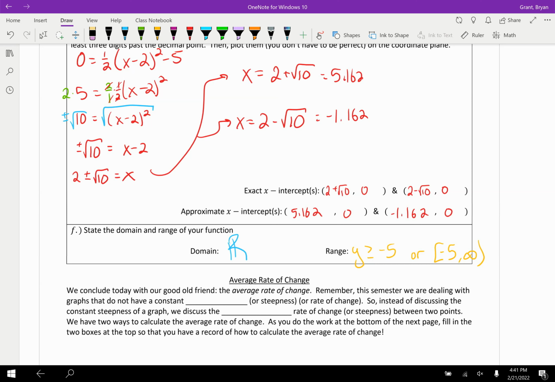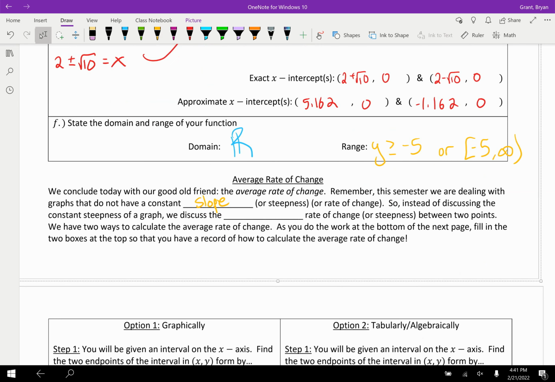This semester, topics 6 all the way through 10, deal with curvy graphs. Every point on those graphs has a different steepness. So we say those graphs do not have a constant slope or rate of change or steepness. So instead of discussing the actual slope or steepness of a graph, we discuss the average rate of change or steepness of the graph. And to do that, we just pick 2 points, and it can really be any 2 points. They'll be given to you, and we'll measure the average rate of change between those. Really, that's just finding slope between 2 points.